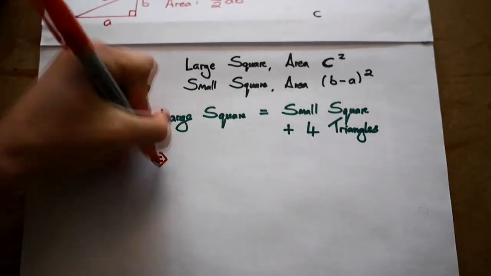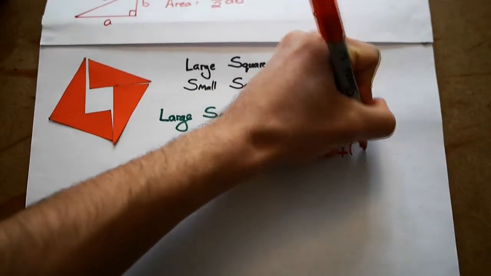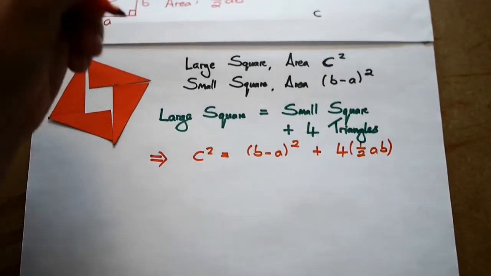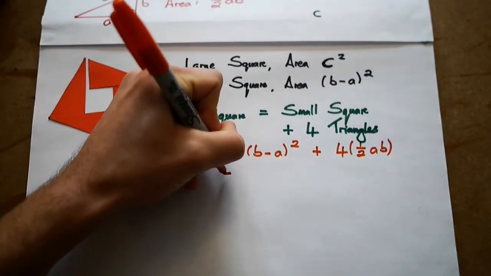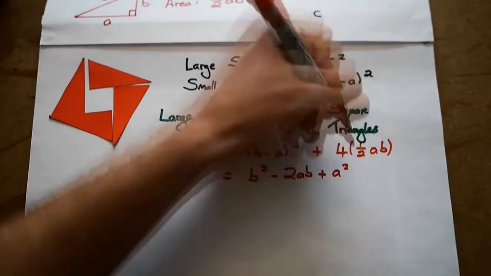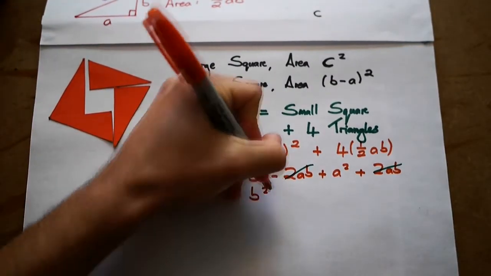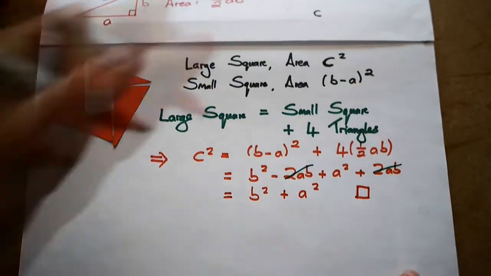So this is written C squared equals B minus A squared plus 4 times a half AB. Multiplying the right-hand side out, we have b squared minus 2ab plus a squared plus 2ab. Cancelling these 2 terms, the right-hand side becomes b squared plus a squared, and so we have Pythagoras' theorem.